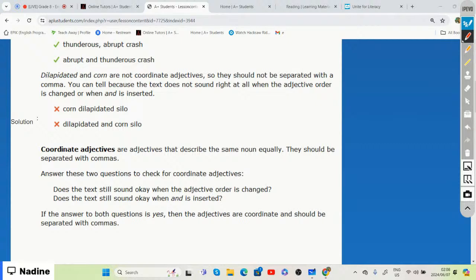All right. So we said coordinate adjectives are adjectives that describe the same noun equally, and they should be separated with commas. Before we separate them with commas, we need to ask ourselves questions when we check for coordinate adjectives. The first question is, does the text still sound okay when the adjective order is changed? And does the text still sound okay when "and" is inserted? When you say yes to both of these questions, then the adjectives are coordinate and should be separated with a comma.